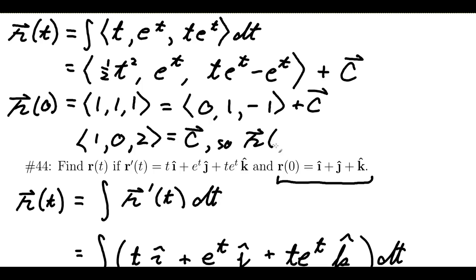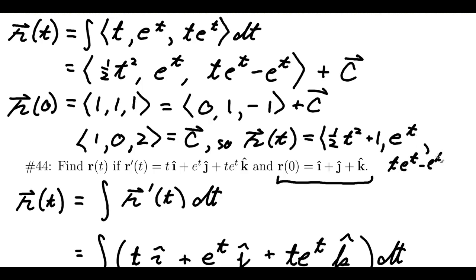So r of t equals, and I'm running out of space, but you get the idea. You just stick all of these into their, actually I might be able to fit it. We'll see what happens. Because we have this vector plus c, so we have the 1/2 t squared plus 1, e to the t plus 0, and t e to the t minus e to the t plus 2. Had to kind of cheat a little bit there, but there we go.